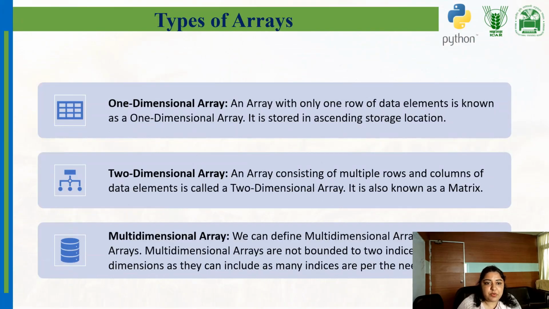These are the different types of arrays. First is one-dimensional array, two-dimensional array, multi-dimensional array. An array with only one row of elements is known as a one-dimensional array. It can store in ascending storage location. Then in a two-dimensional array, we have the values in the form of rows and columns, and it is also called a matrix.